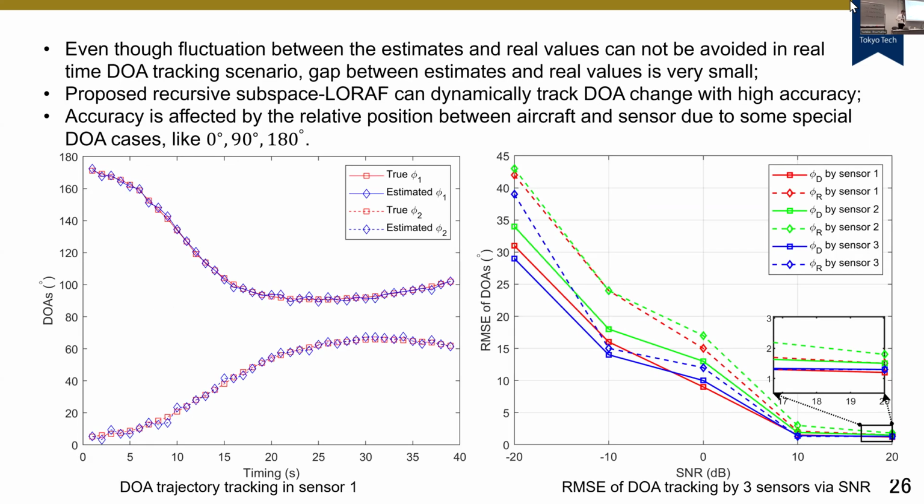So first, I'm going to show some DOA tracking results. The left figure shows the DOA tracking result. Because we use the two-path model, there are two DOAs we want to track. We can see that the red line is the true values, and the blue line is related to the values estimated by our proposed technique. We can find the gap between the two of them is very small, illustrating the high tracking accuracy of the DOA. And also we calculate the RMSE of the DOA tracking via different SNRs. We can see that even in this small SNR case, we can track it accurately.